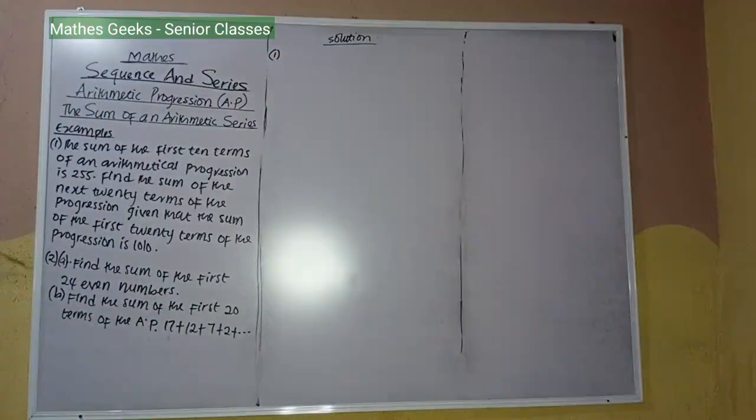The sum of the first 10 terms of an arithmetical progression is 255. Find the sum of the next 20 terms of the progression, given that the sum of the first 20 terms of the progression is 1010.